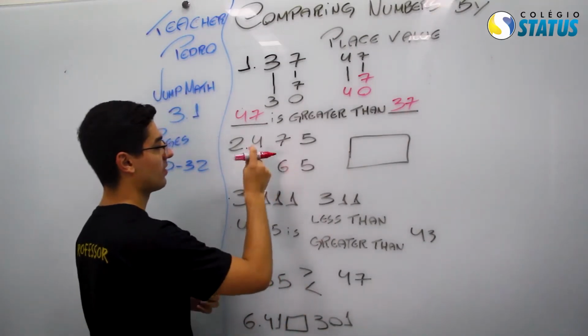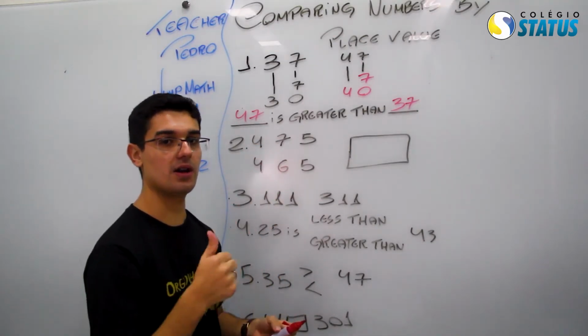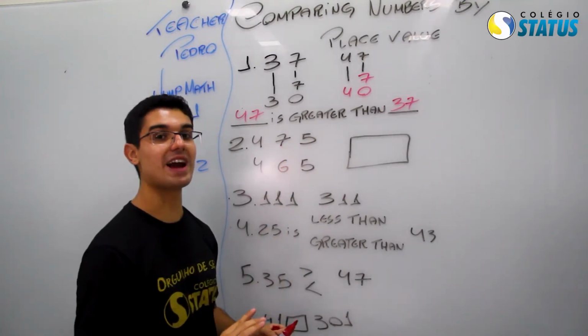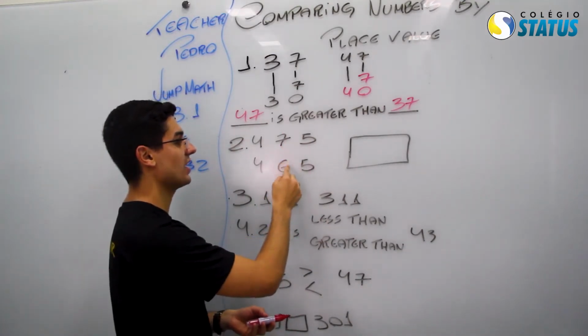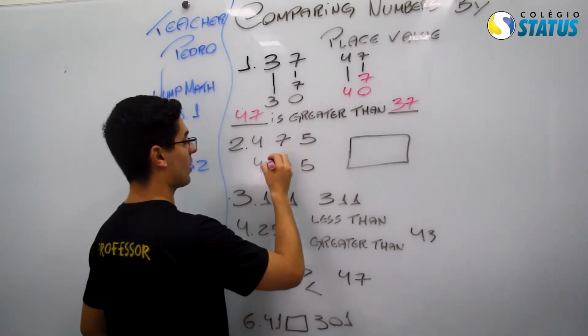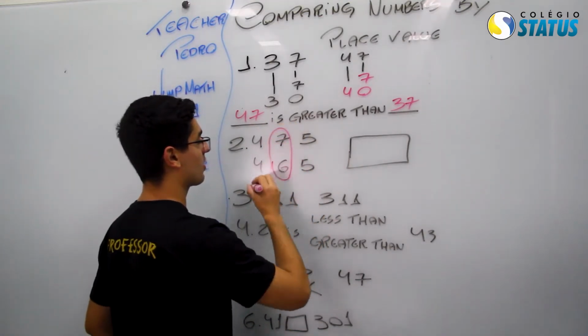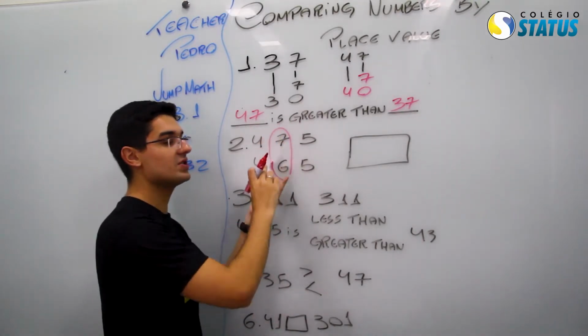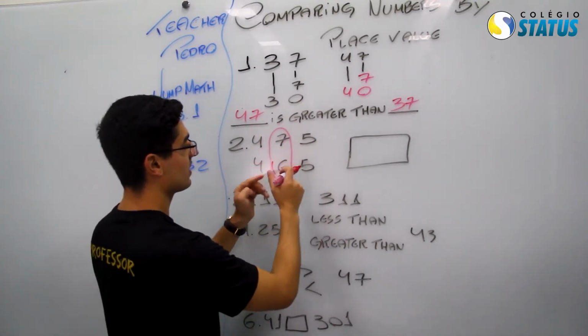For example, 4 and 4 are equal. Okay. And 7 and 6. Oh, they are different. O 7 e o 6 são diferentes. We are going to circle. Nós circulamos os primeiros números que forem diferentes, lendo da esquerda para a direita.